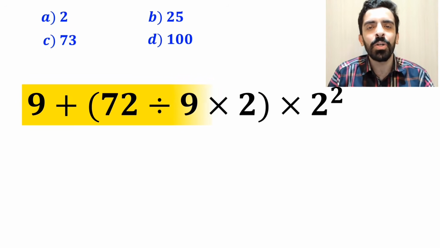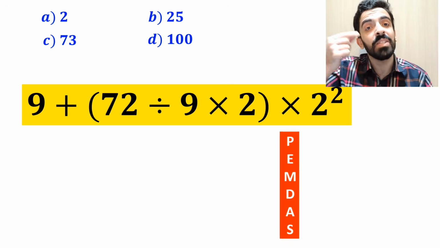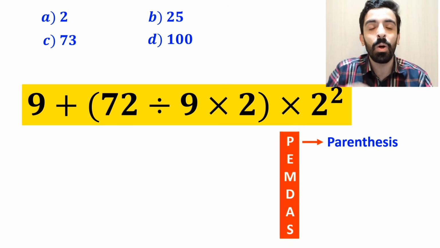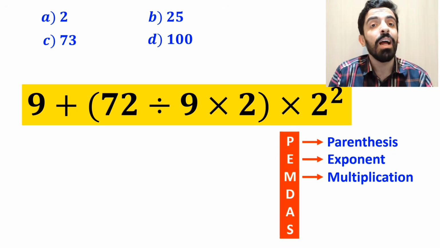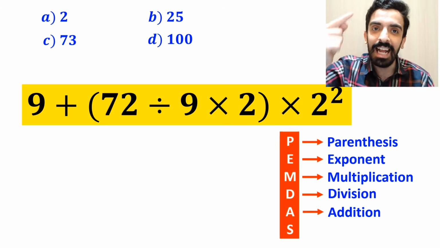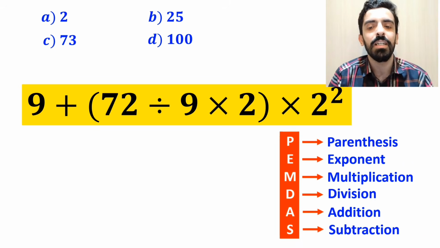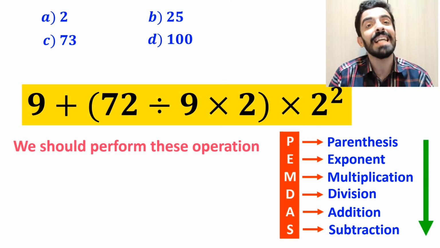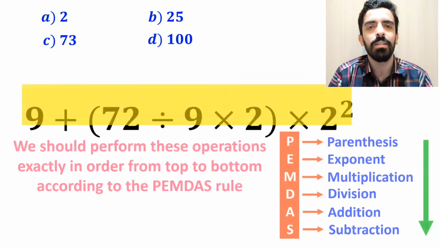Alright, now let me show you how to solve this expression properly. To solve this question, we need to follow the order of operations, which is PEMDAS. In this rule, P stands for parentheses, E stands for exponent, M stands for multiplication, D stands for division, A stands for addition, and S stands for subtraction. We should perform these operations exactly in order from top to bottom according to the PEMDAS rule.